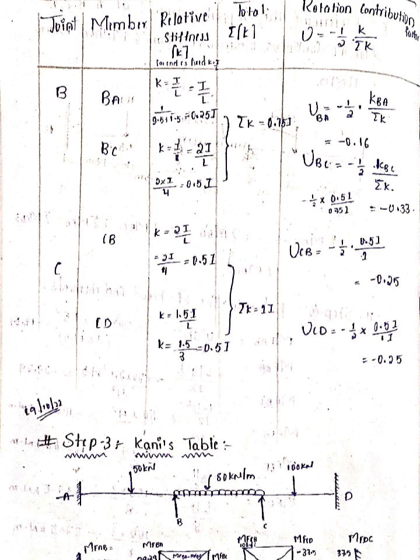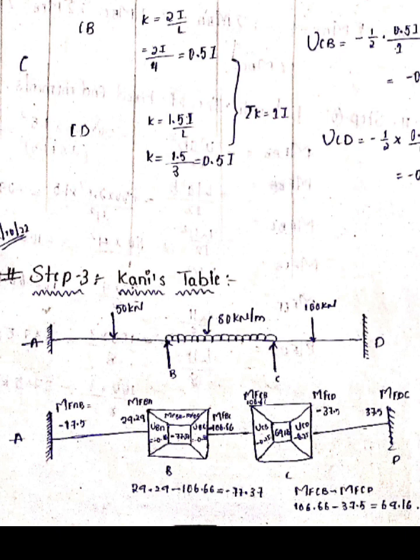Next, we will draw the Kani's table and find the M dash values, the rotational components. First of all, we need to draw the given continuous beam, with A as a fixed support. At B we need to draw a box like this, as you can see in the figure, and at C we need to draw another box, and D as it is. Then we write the fixed end moments calculated in step 1: MFAB at A, MFBA on the left side of the box, MFBC on the right side of the box, similarly MFCB, MFCD, and MFDC at D. These values we need to write first.